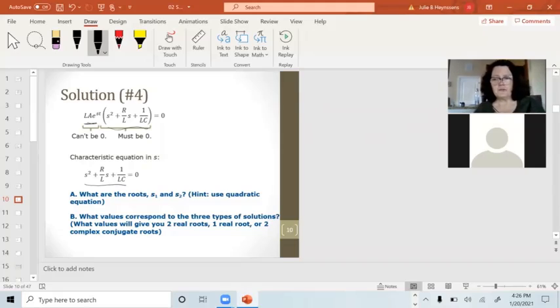Now we want to find a solution to this. We can find values of S, and then we can figure out what the S is in the e to the st equation. Well, this is a quadratic, and just like we learned in algebra, the quadratic formula looks like this. If I want to find S1 and S2, it's going to equal negative b plus or minus the square root of b squared minus 4ac all over 2a.